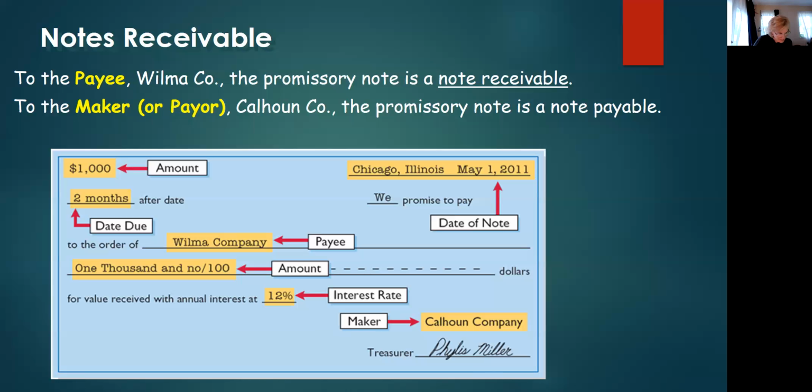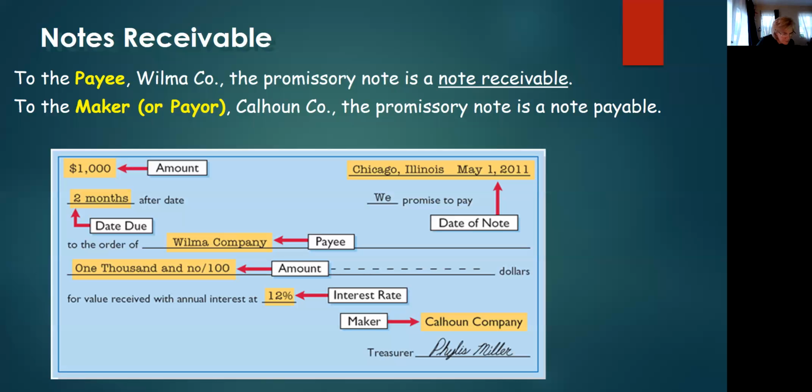Okay. So who borrowed the money? So the payee, Wilma Company, issued the promissory note, and the payee is the one who's going to book the note receivable. So if we booked a journal entry, we would be doing Wilma's books because we're studying notes receivable. The maker, or another name for maker, is the payor. The person who's going to have to pay back the note is Calhoun. For them, if we were doing their books, we would be recording a note payable. Okay.